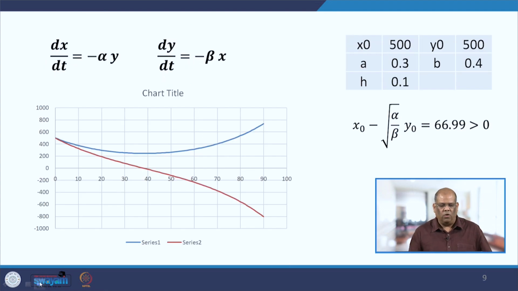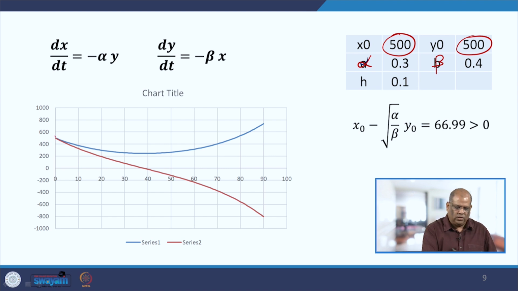Now, if you want to see the numerical value, this is what you will get. So, this is your alpha and this is your beta. So, alpha is 0.3 and beta is 0.4. We have taken both the initial values of the army to be 500. So, it starts from this. I have prolonged this curve, but actually it will stop somewhere here. This is your army A, this is your army B.